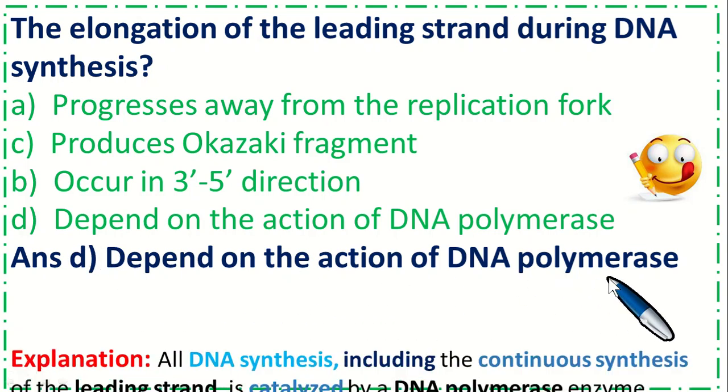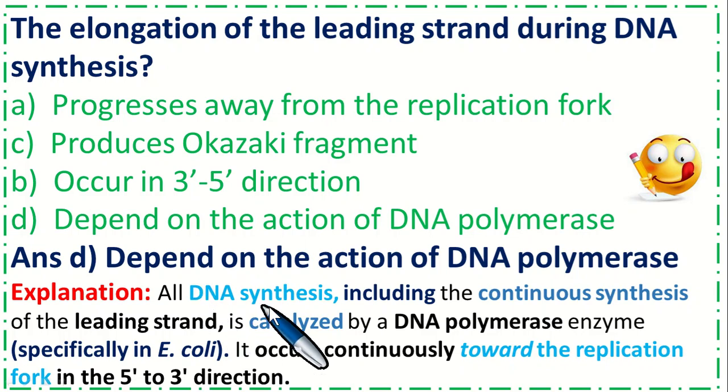All DNA synthesis, including the continuous synthesis of the leading strand, is catalyzed by DNA polymerase. The enzyme is specifically DNA polymerase III in E. coli. So it occurs continuously toward the replication fork in the 5' to 3' direction.